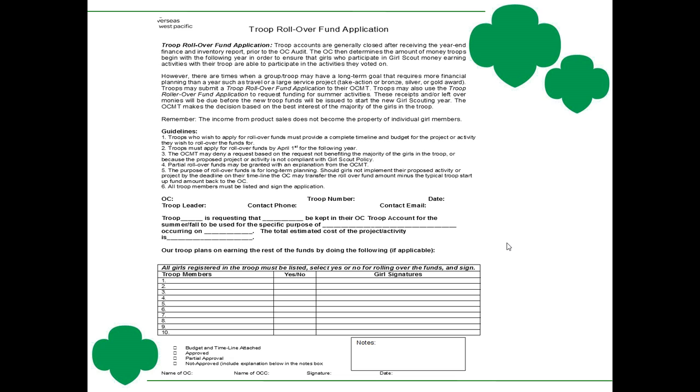Number 5, the purpose of the rollover fund is for long-term planning. Should girls not implement their proposed activity or project by the deadline or their timeline, the Overseas Committee may transfer that rollover fund amount, minus the typical troop startup fund, back to the Overseas Committee. And number 6, all troop members must be listed and sign the application when it is turned in.